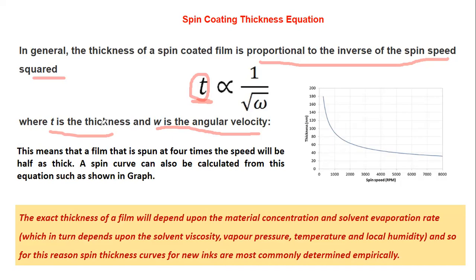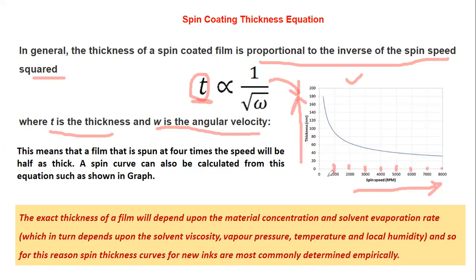And a spin curve can also be calculated from the above equation, and we can draw a graph in this way. Look here, the y-axis indicates the thickness in nanometers, and the x-axis indicates the spin speed in rotations per minute. The x-axis shows 1000, 2000, 3000, 4000, 6000, 7000, and up to 8000.